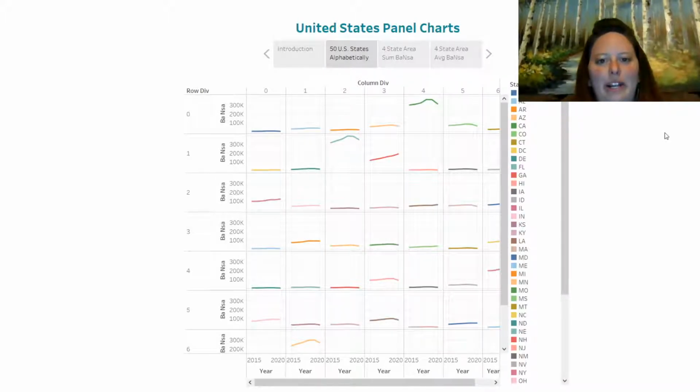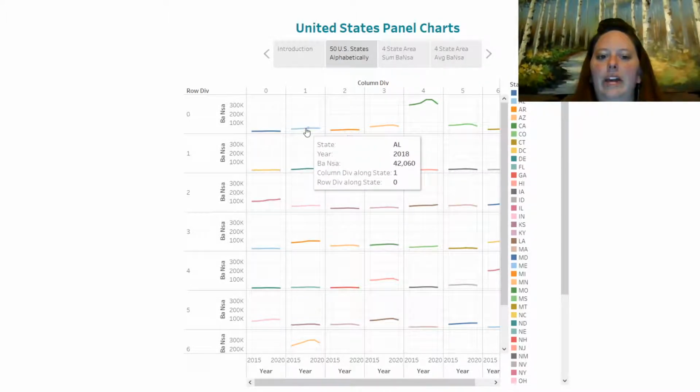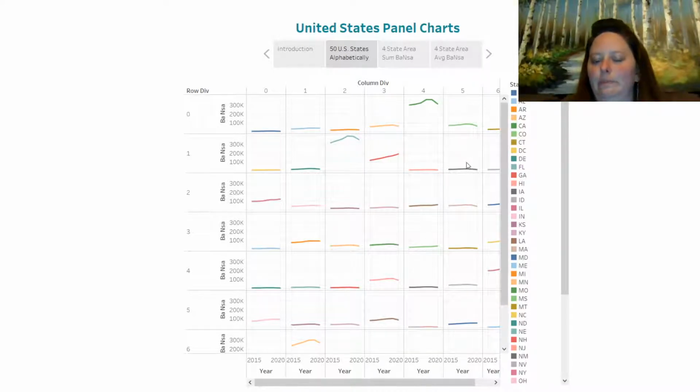Here we have all of the panel charts. We have every state listed in alphabetical order. So it'll be Alaska and Alabama, etc., going across and then down. A lot of them are straight lines. I think that is interesting. Also, this information is the sum of every year for the total number of business applications that were put in that state.